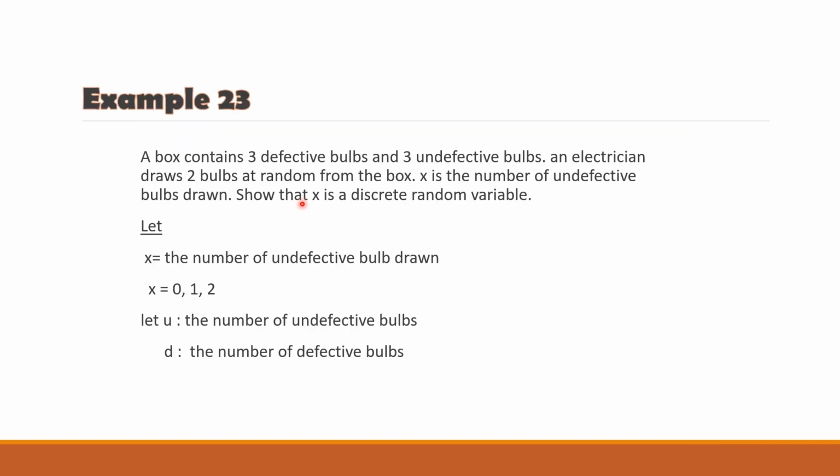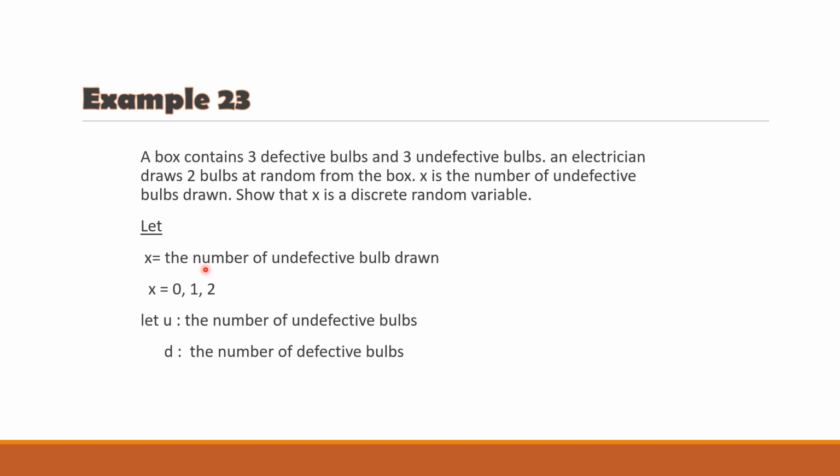Now we look at example 23. A box contains 3 defective bulbs and 3 undefective bulbs. An electrician draws 2 bulbs at random from the box. X is the number of undefective bulbs drawn. Show that X is a discrete random variable.